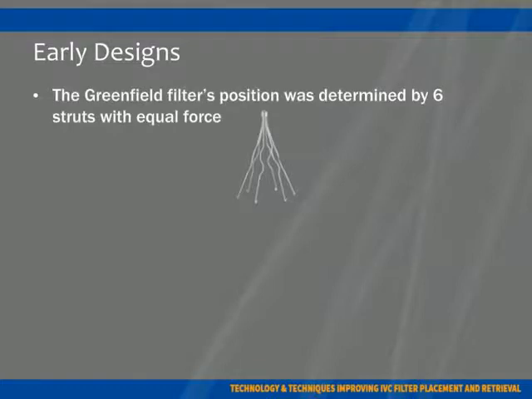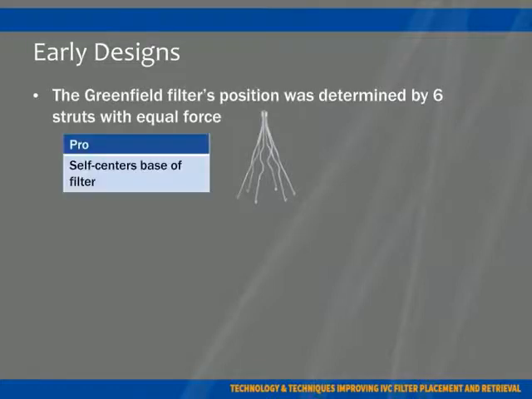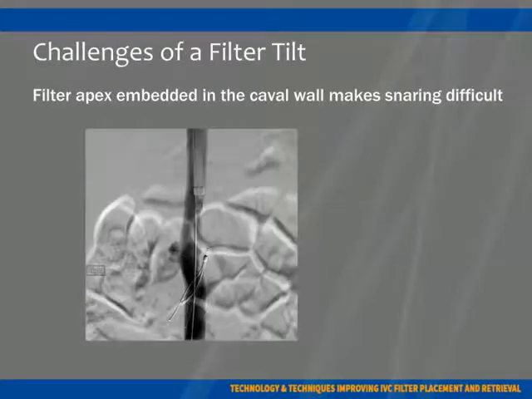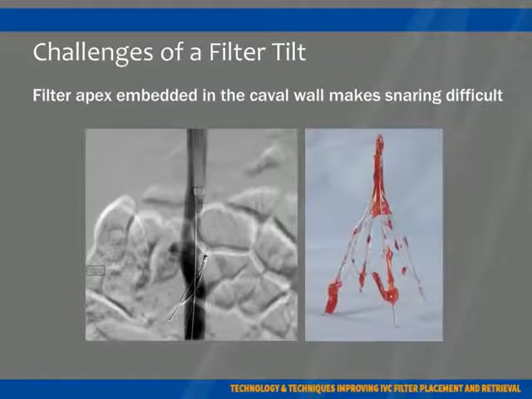So you know what? I'm going to go a little bit quicker here because I didn't realize we started a little bit later, and I have a few other things. I wanted to get into this filter tilt thing. When you pull these filters out that are embedded in the wall, this is what they look like. A lot of times you'll pull out the endothelial lining. That's not all fresh clot on there. That's from pulling really hard.